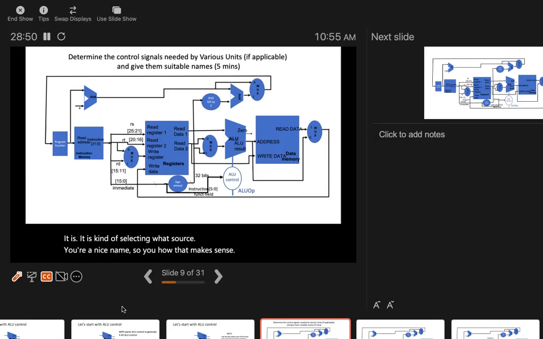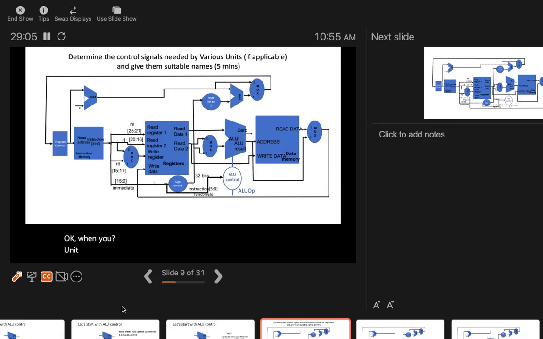How's it going, Ramesh? Okay. We need 4 ALU control for all muxes. 4 ALU control? ALU control. Unit control. Okay.